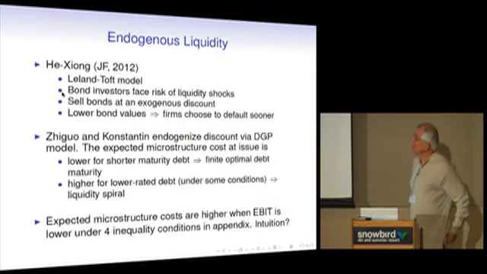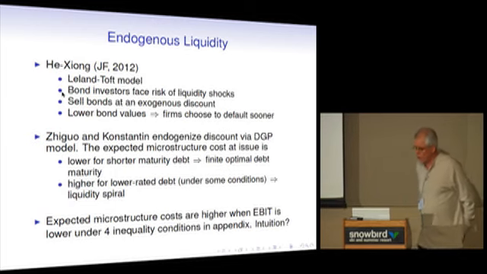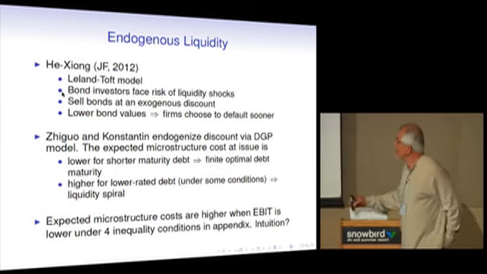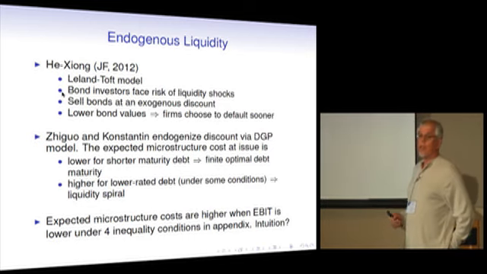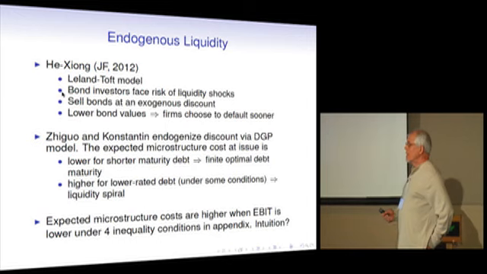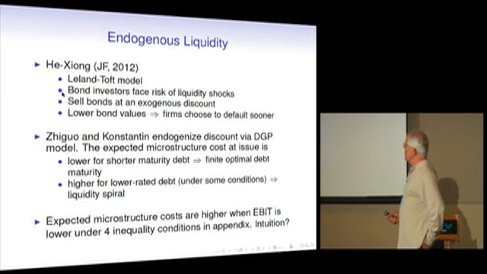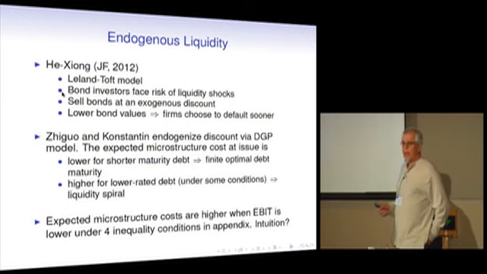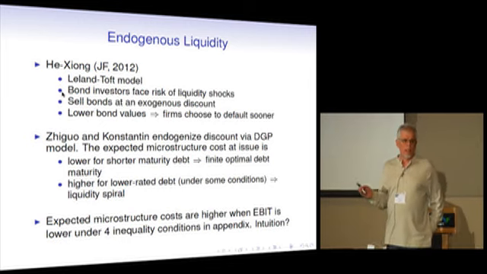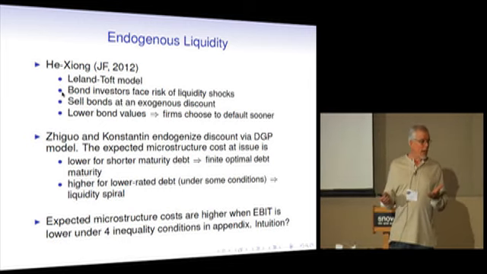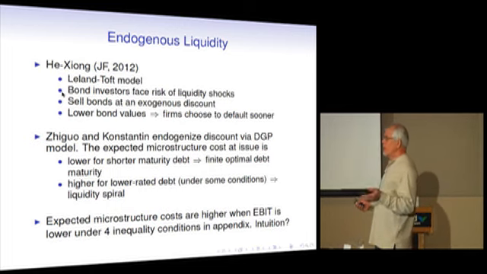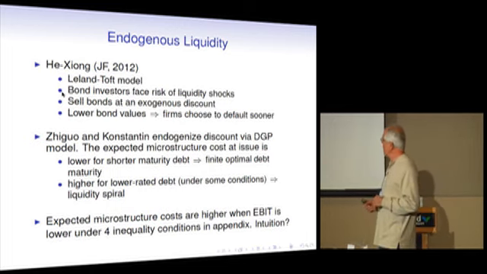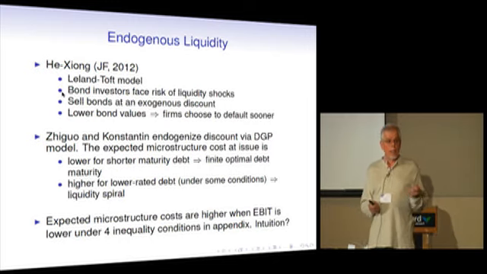Okay, an antecedent, as Constantine mentioned, is the paper by Ziwo and Wei Zhang and JF last year, which also does a Leland-Toft model and also has illiquidity in the secondary bond market. But in that paper, the illiquidity is exogenously given. So we have a fixed cost of transacting in the secondary market. And that impacts the default decision. So Ziwo and Wei look at the relationship between the illiquidity in the secondary market and the default decision.